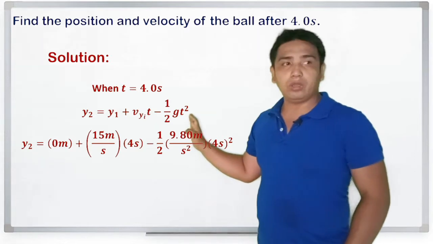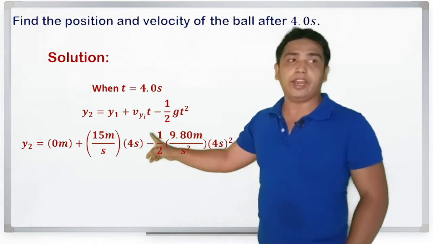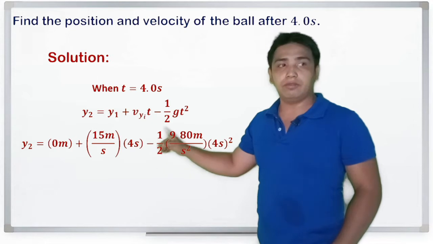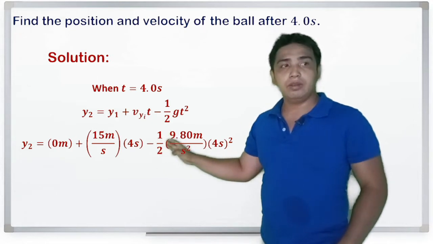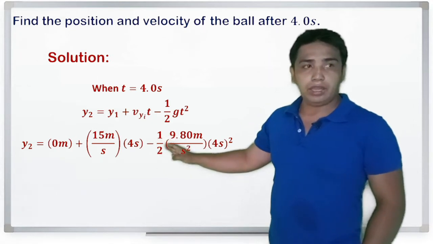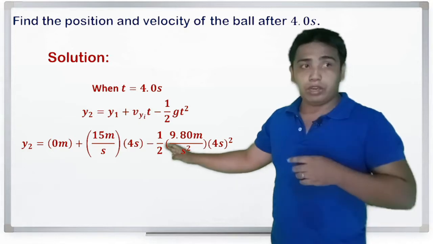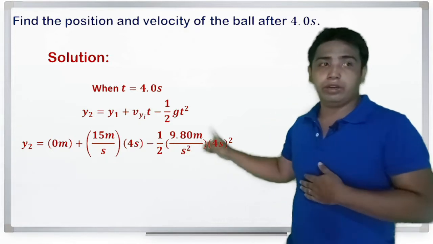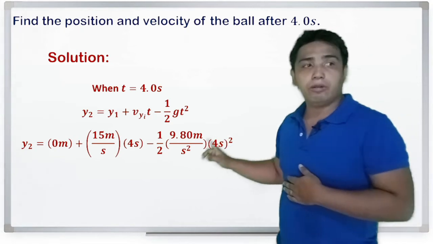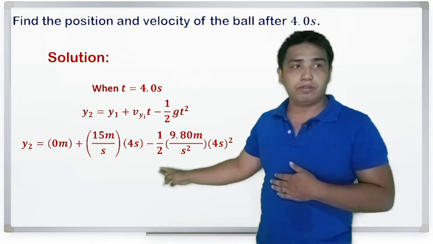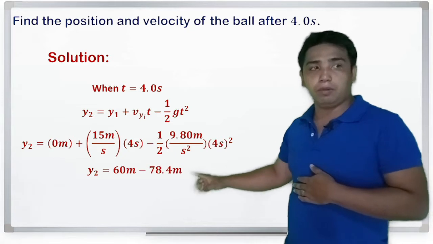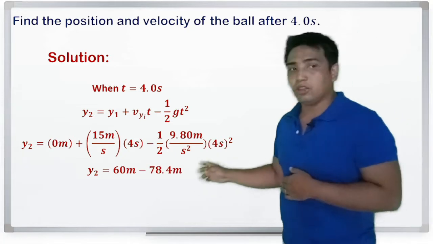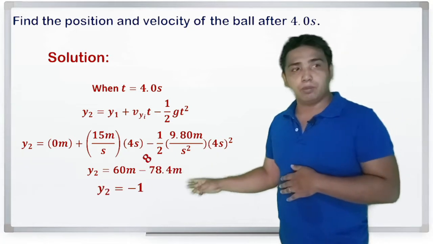So we are going to substitute the value of Vyi, which is 15 meters per second, times the value of time, which is 4 seconds. And then here we have 1 half times 9.8 meters per second squared times 4 seconds squared. So you have y sub 2 equals 60 meters minus 78.4 meters, and you will get negative 18.4 meters.